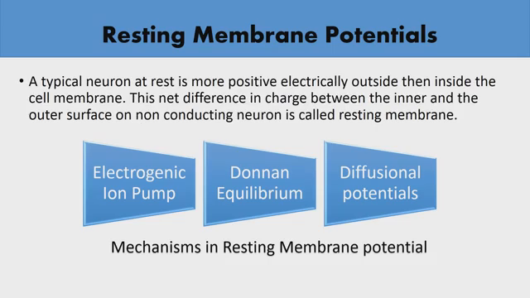Firstly, I will tell you about the resting membrane potential. A typical neuron at rest is electrically more positive outside than inside the cell membrane, and this net difference in charge between the inner and outer surface of the non-conducting neuron is called the resting membrane potential. There are three mechanisms of the resting membrane potential: the electrogenic ion pump, Donnan equilibrium, and the diffusional potential. These are the three basic mechanisms of the resting membrane potential.